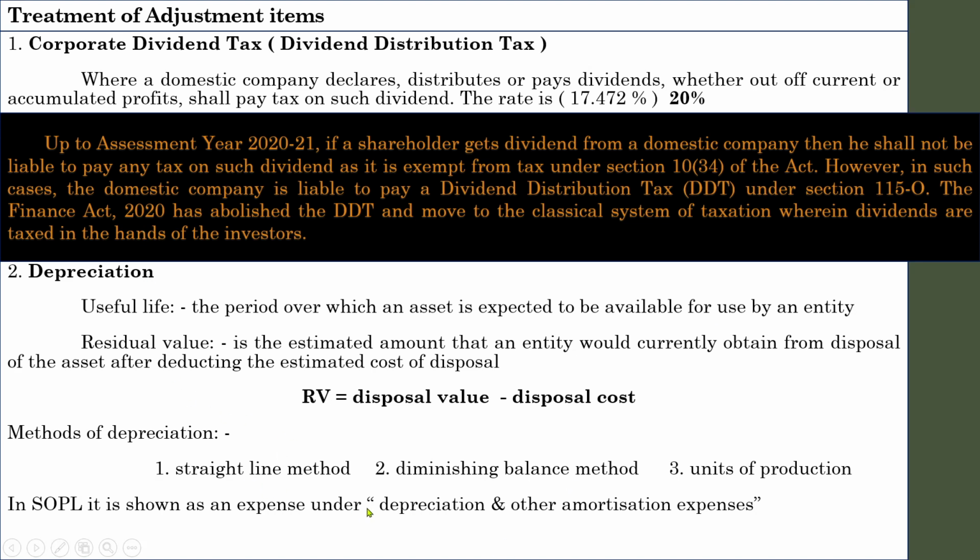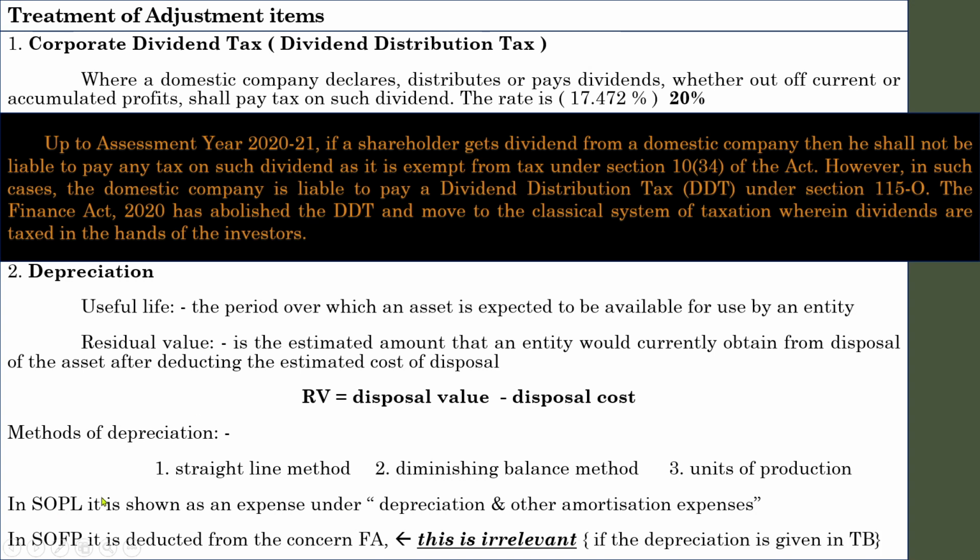So one we have all recorded in the statement of profit and loss. Whereas we have to show the depreciation next is in the statement of financial position, or else balance sheet, it is deducted from the concerned fixed asset.